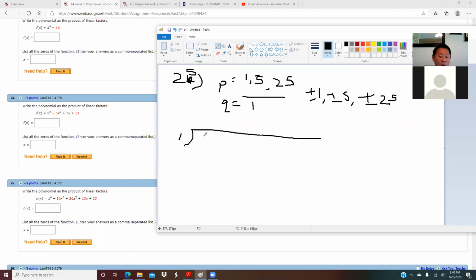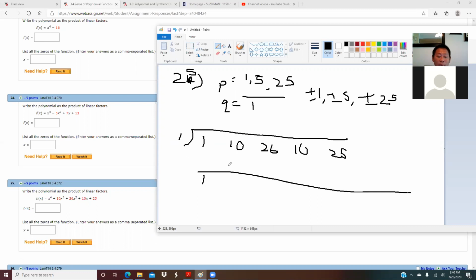Hopefully it works. So 1, 10 is power 3, 26 is power 2, 10, and 25. So what you do is you drop the 1 down. 1 times 1 is 1. Add this up is 11. 1 times 11 is 11. Add this up is 37. And I can tell I do not need to continue working this out. This one doesn't work. Why I say it doesn't work is because this keeps on getting positive. It won't end up with 0.